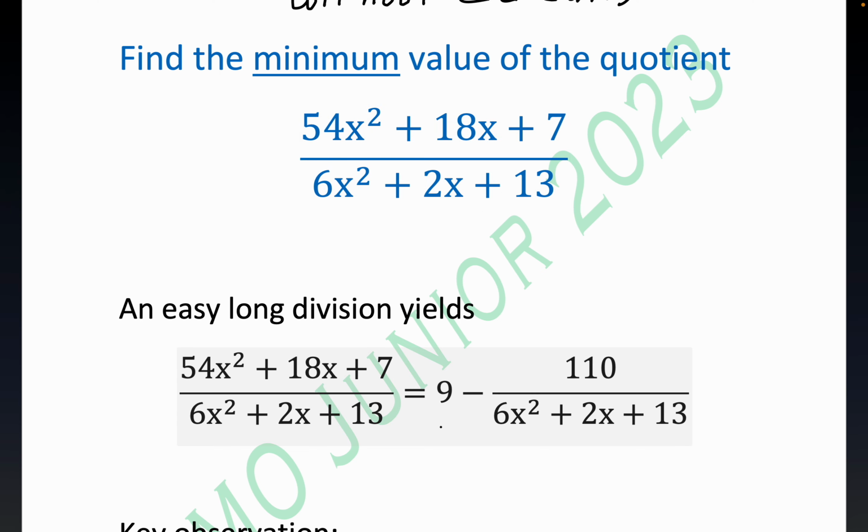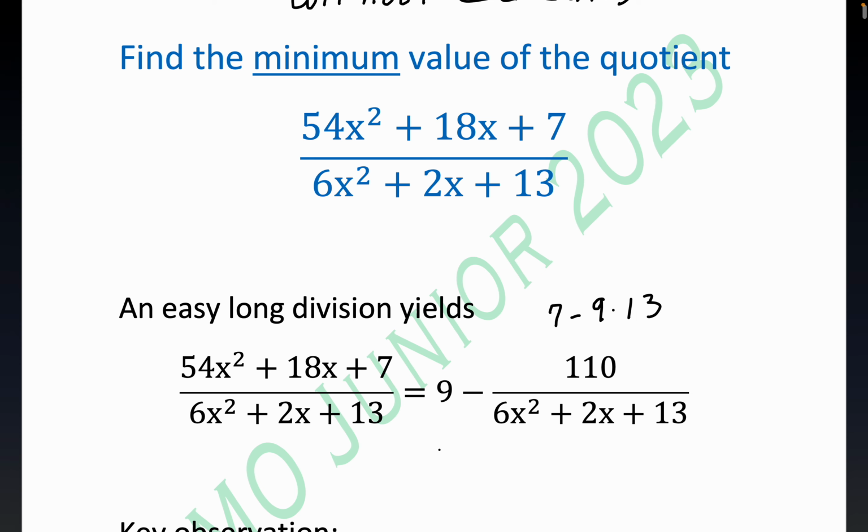And indeed it is. And notice that this part right here would be 7 minus, this long division is really easy, almost just to do in your head. 7 minus 9 times 13. 9 times 13 is what? 117, and 7 minus 117 is the minus 110 you see right here. You've got a minus sign here.